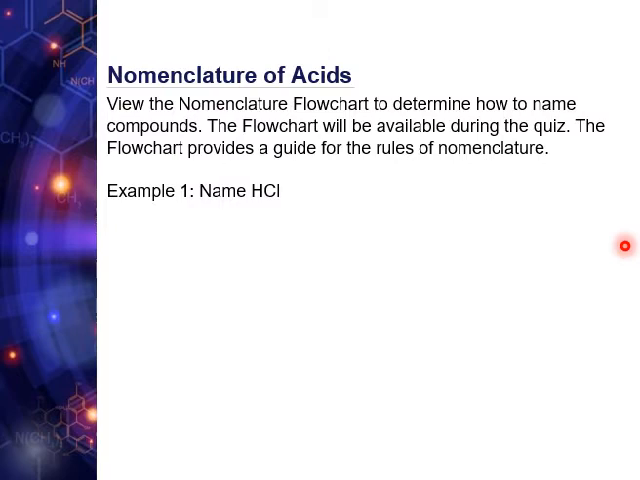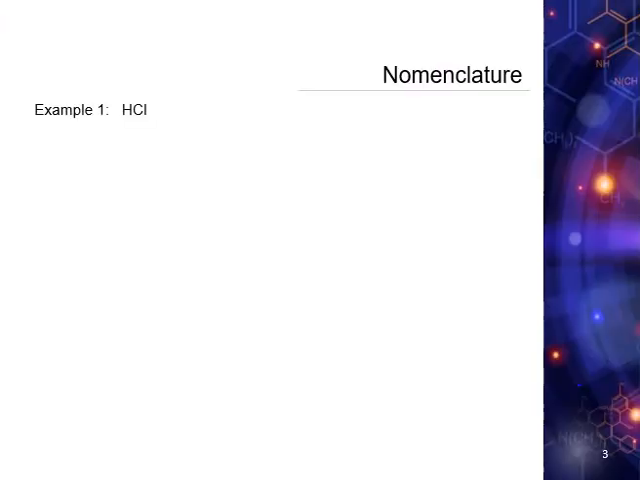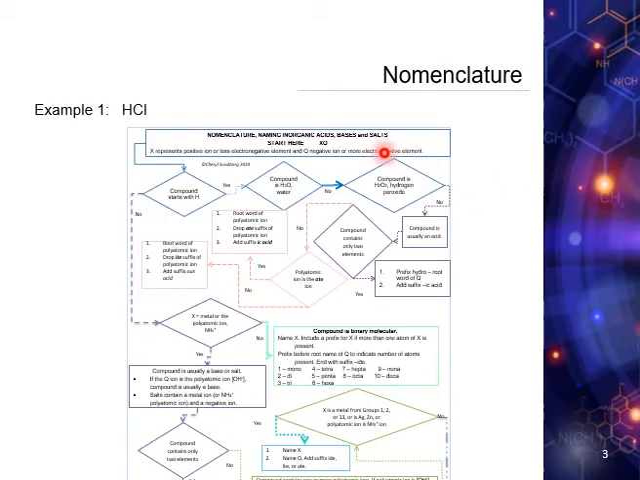Example 1. Name HCl. Notice you have two capital letters, which means you have two elements, hydrogen and chlorine. You go to your start on your nomenclature flowchart. You see an X and a Q. X represents the first part of the compound, in this case H. Q represents the second part of the compound. In this particular example, it's Cl.